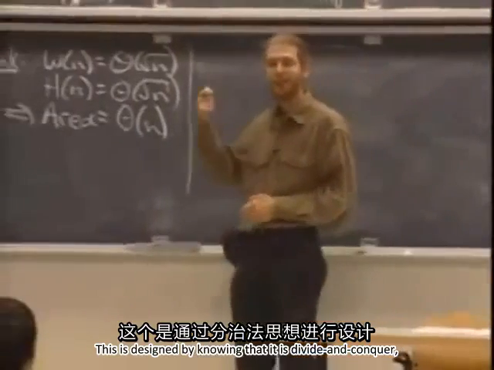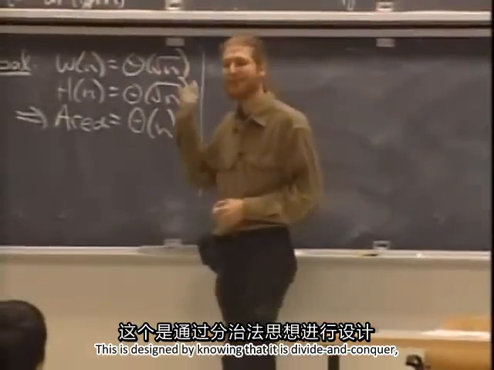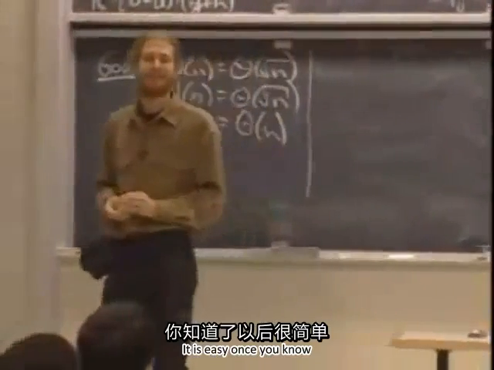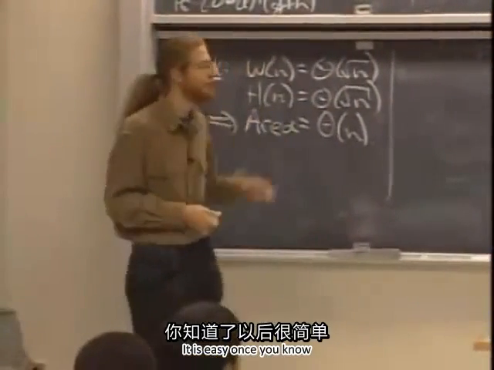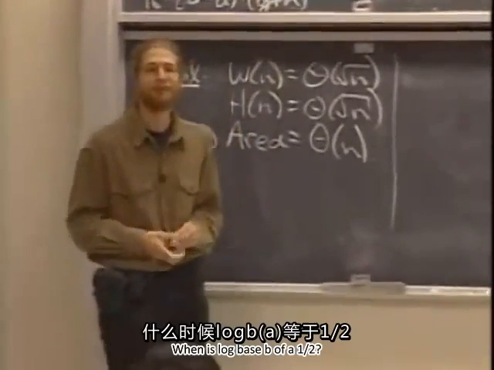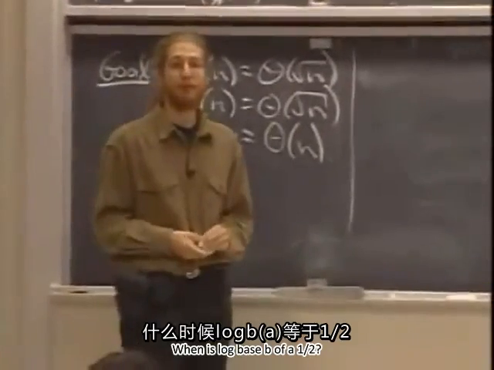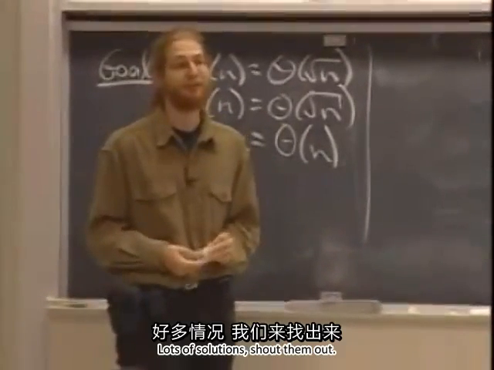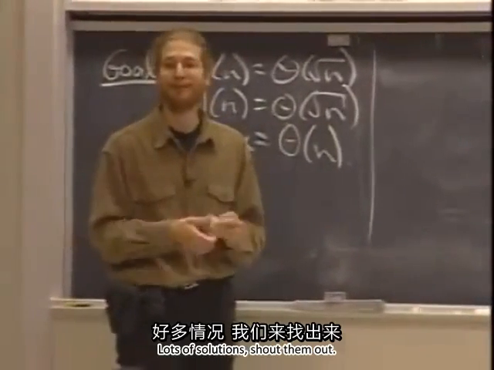This is designed by knowing that it's divide and conquer, and therefore it must be something like this. So it's easy once you know the approach you're supposed to take, and you could try this approach. So when is log base b of a a half? Lots of solutions. Shout them out.